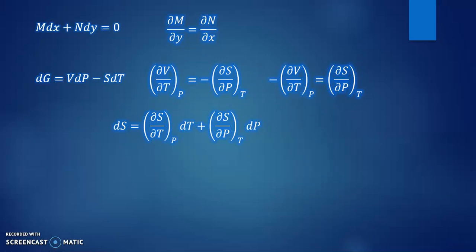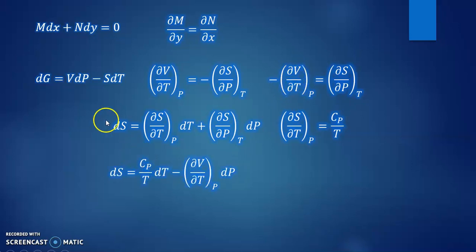Now we have an expression to replace this term and this term. So now we know that the partial derivative of S with respect to T is equal to Cp over T, and that this term is this expression over here. The derivative of S with respect to pressure is equal to minus the derivative of the volume with respect to temperature. And we replace in our original equation for the differential of the entropy.